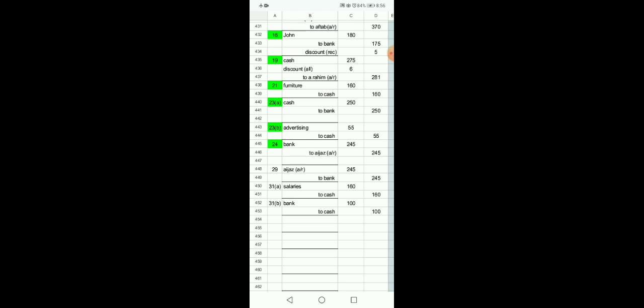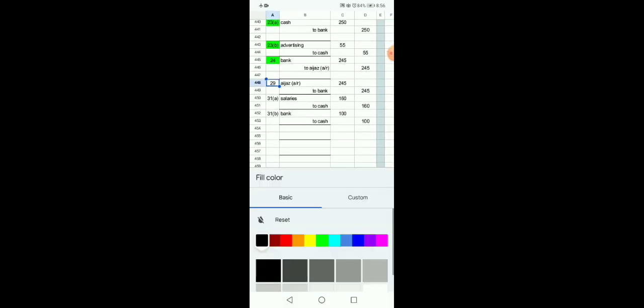In the 29th entry, we were posting on the bank credit side. On the credit side, we were supposed to write 245. The 29th entry is complete. So there were two elements. Bank needed to be posted on the credit side, and we have posted 245 in the bank column of the credit side. We have posted the reference, we have posted the date as well. 29 is completed. Mark it as done.